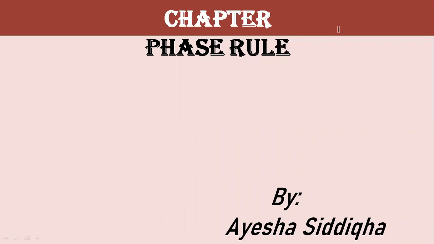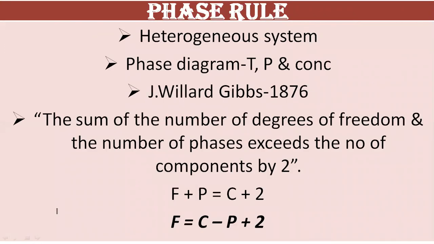So today we'll start with the chapter phase rule, which is there in physical chemistry, right? So here we'll start with the phase rule. This phase rule is basically used to study heterogeneous systems, and with the phase rule we can predict the phase diagram with the effects of temperature, pressure, and concentration terms.